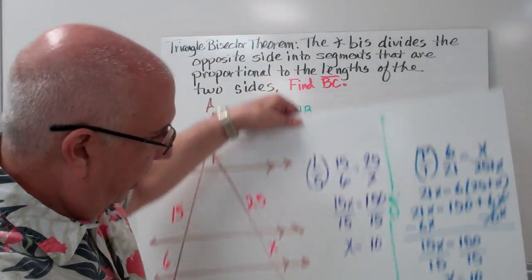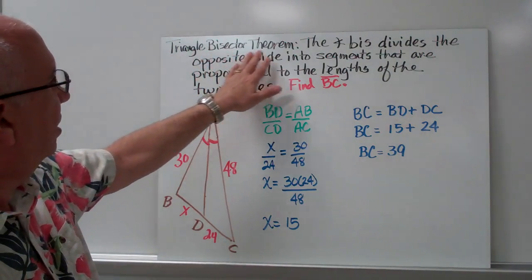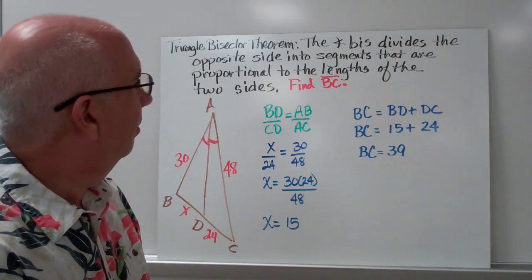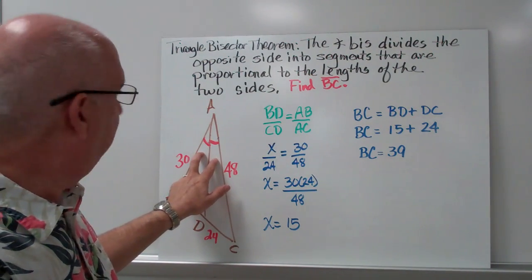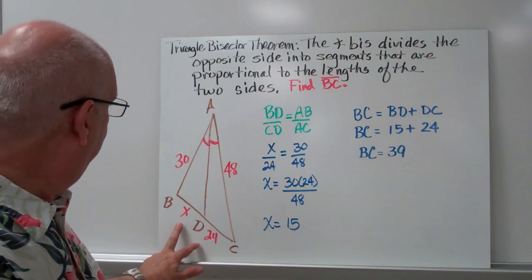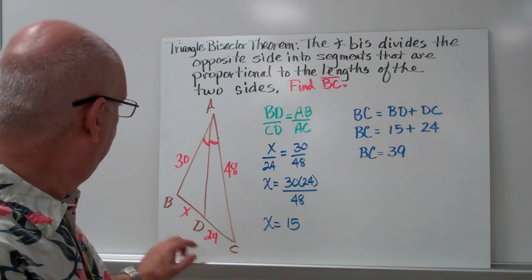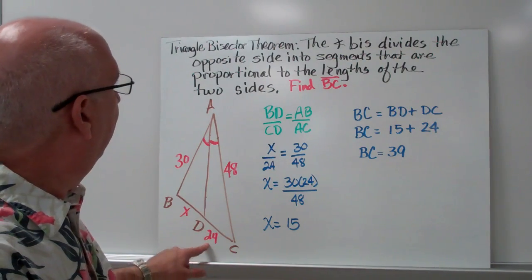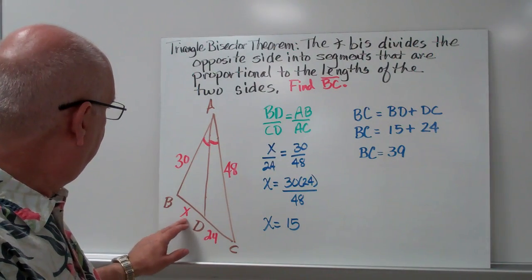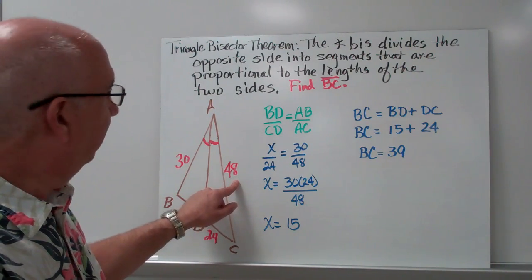There's one more variation that we need to know about proportions here on triangles. It's called the triangle bisector theorem. You need to write this down. It says the angle bisector, bisect means cut in half, two equal pieces, divides the opposite side into segments that are proportional. So this segment is proportional to this one. This is proportional to this. That are proportional to the lengths of the two sides. So if this segment is proportional to this one, then this segment has to be proportional to this one.